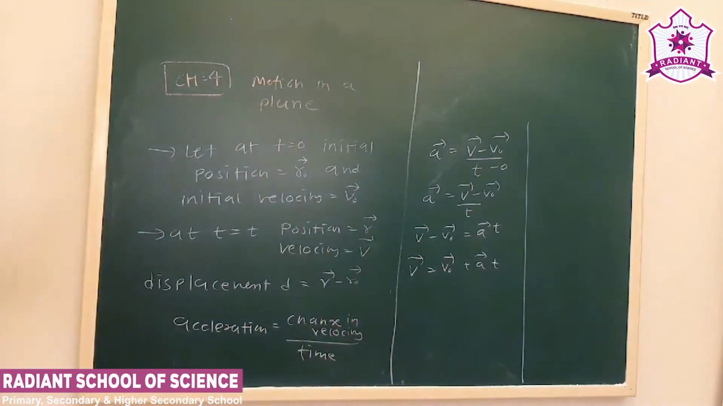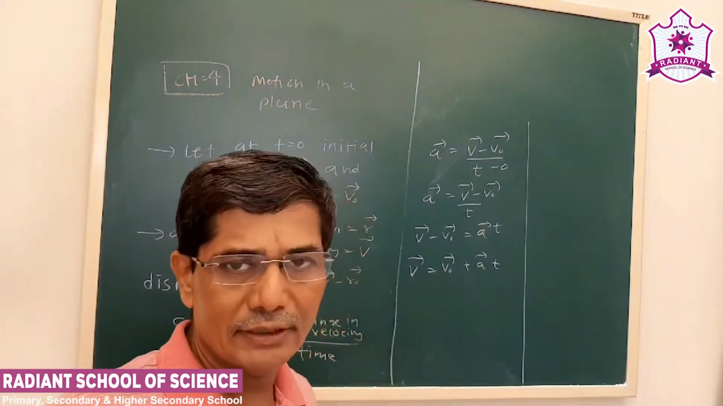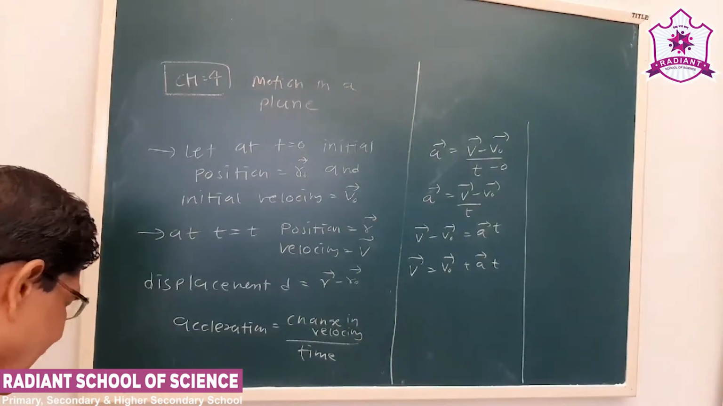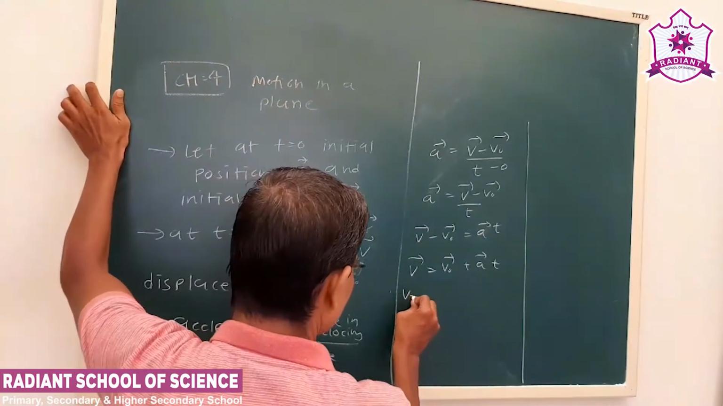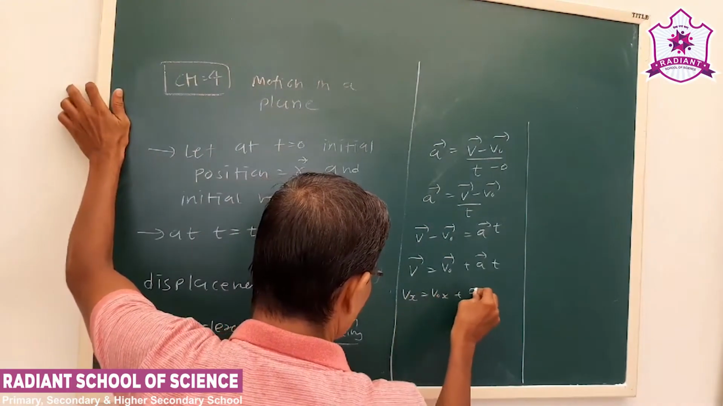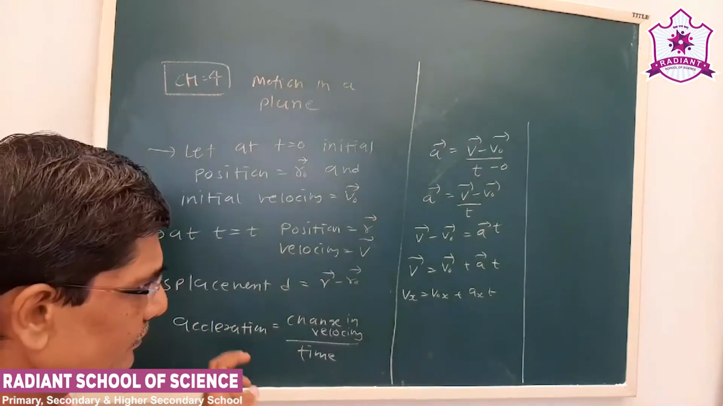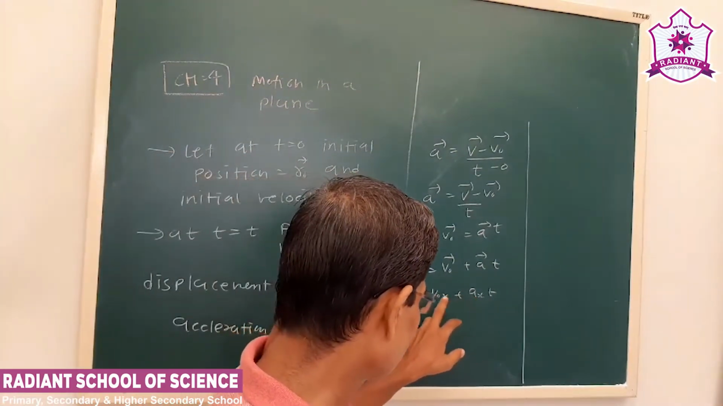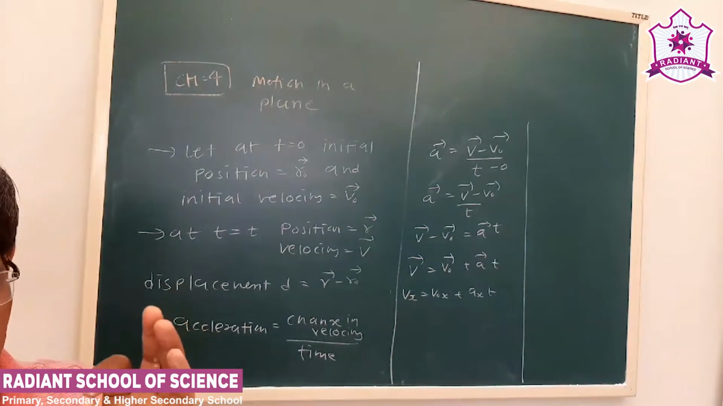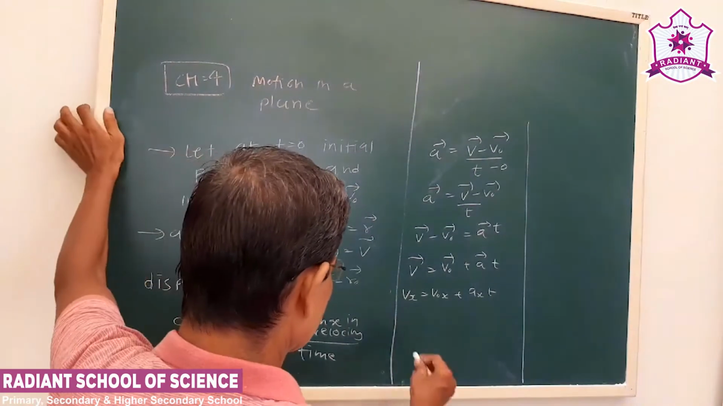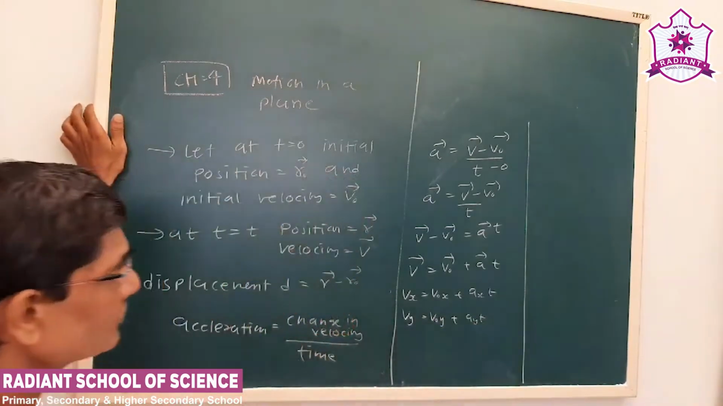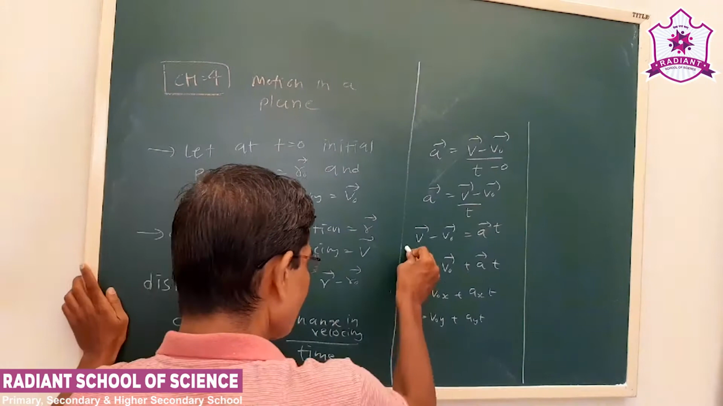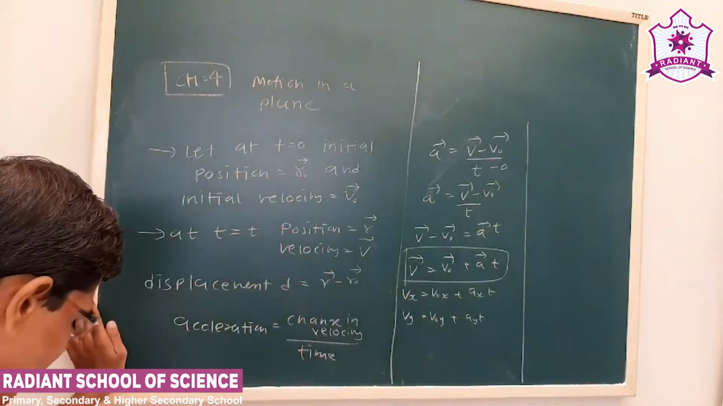Now acceleration is a vector quantity, velocity is also a vector quantity. So we can write this velocity in terms of its components, that is vx is equal to v0x plus axt. Here ax is the x component of the acceleration and v0x is the x component of initial velocity. Similarly vy will be v0y plus ayt. Now this is about the velocity in terms of the components.